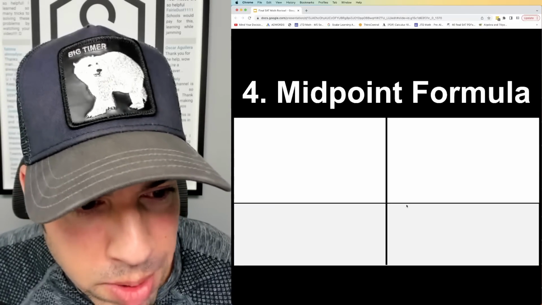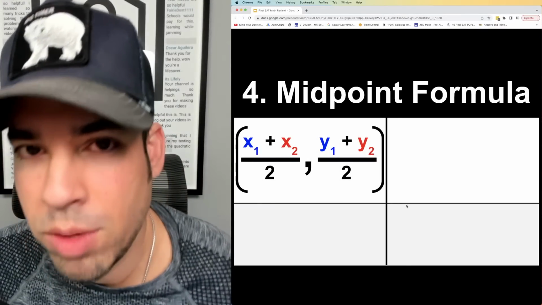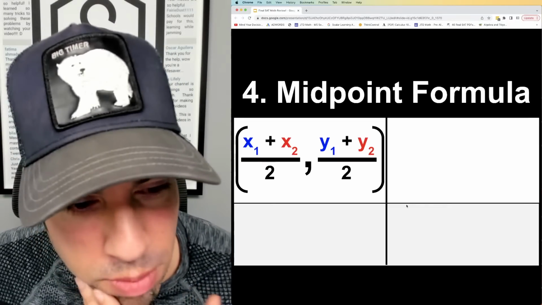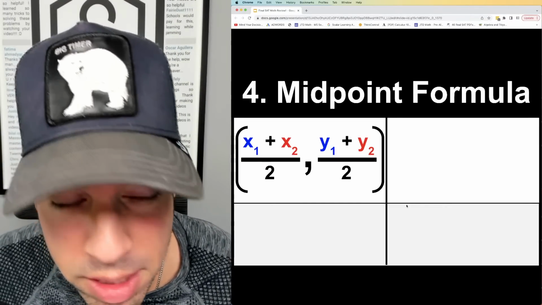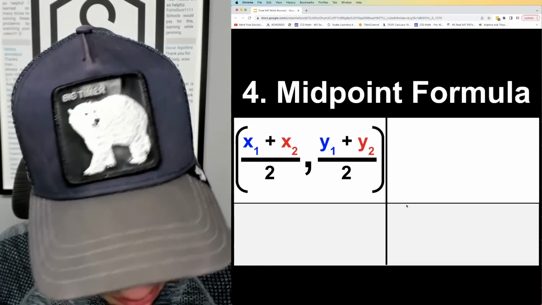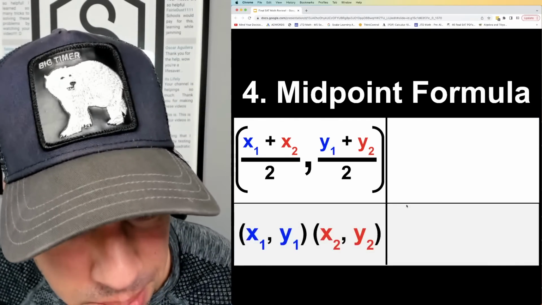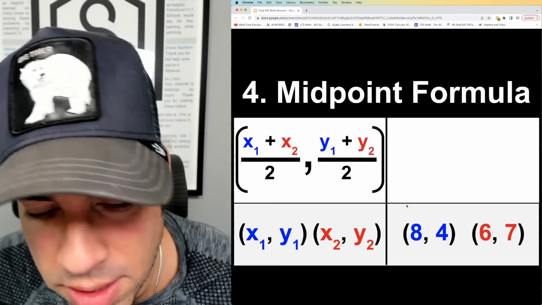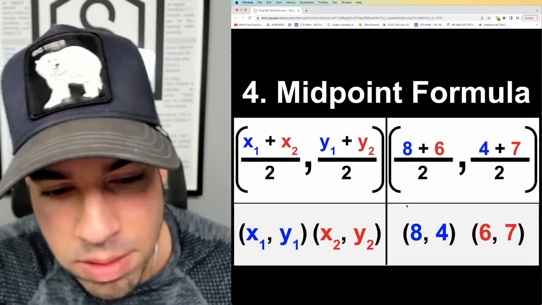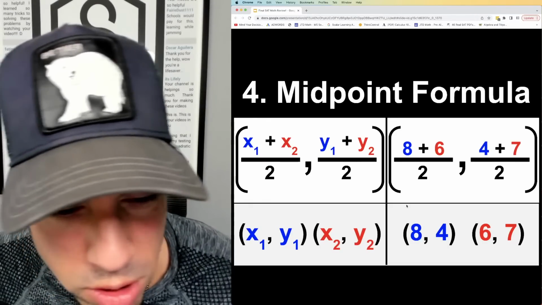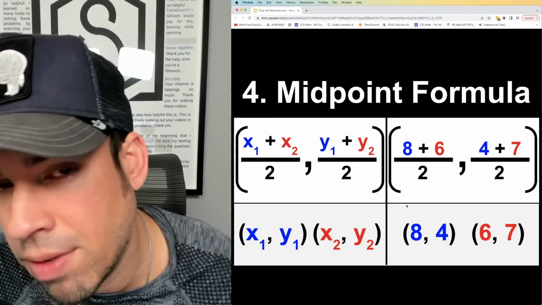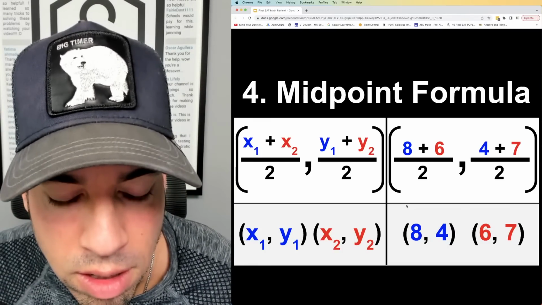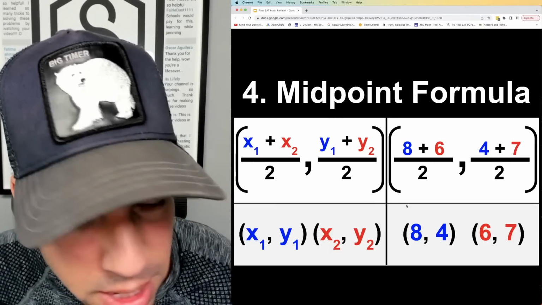All right, midpoint formula. Really, what is the midpoint? You're taking the average of the x values and the average of the y values. Why does that make sense? Because you're literally finding the middle of 2 points, hence adding them together and dividing by 2. So if we take an example, what's the midpoint of (8, 4) and (6, 7)? We add the 8 and 6 and divide by 2. That's 14 divided by 2, which is 7. Add the 4 plus 7 and divide that by 2. That's 11 over 2. So the midpoint would be (7, 11/2), or (7, 5.5).